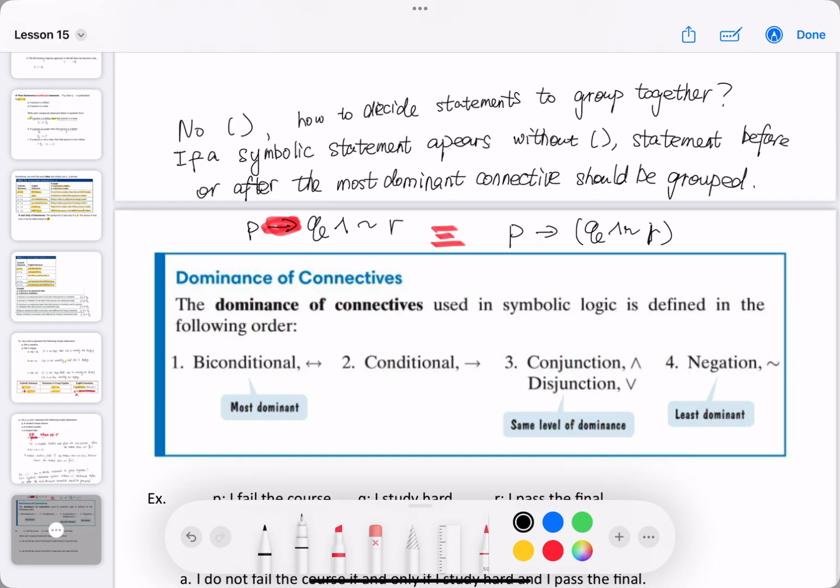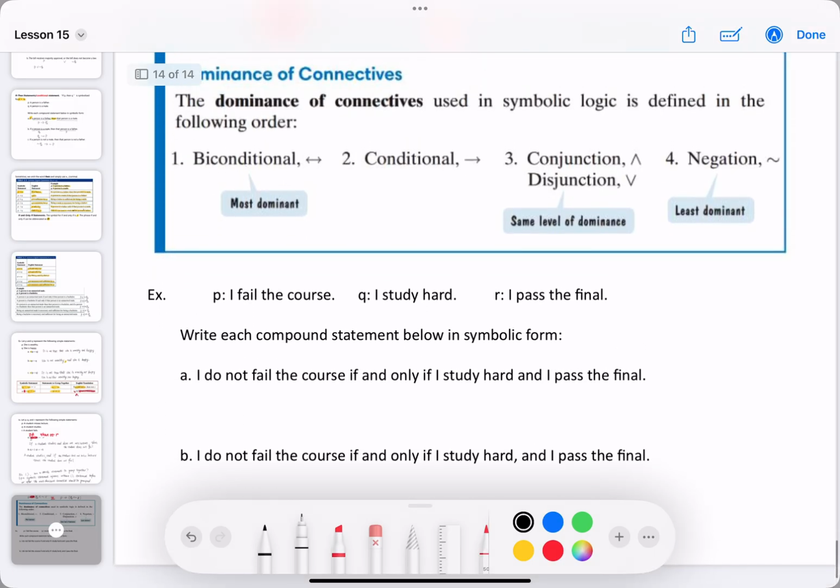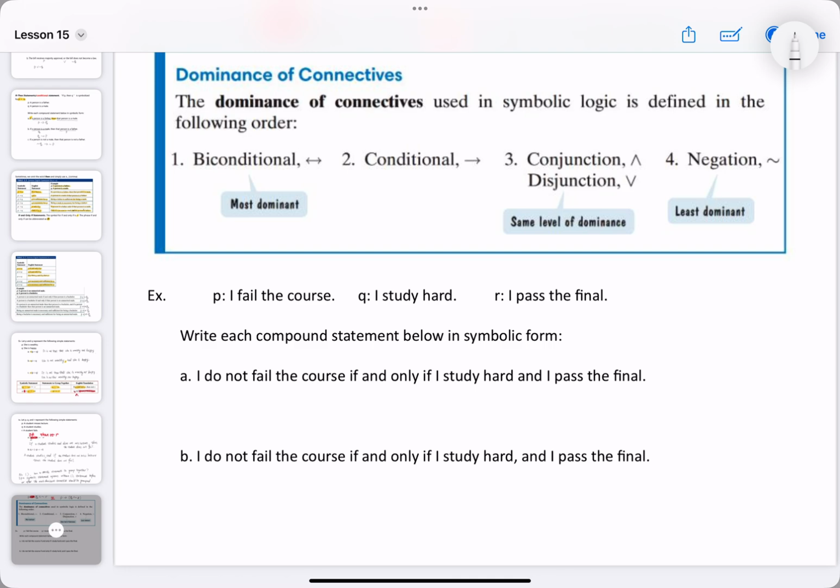Okay, I need to find the most dominant connective, then box the previous part and the following part. Okay, let's see the example. We have three statements, P, Q, R. P is I failed the course. Q is I study hard. R is I passed the final. Write the statements into symbolic form.